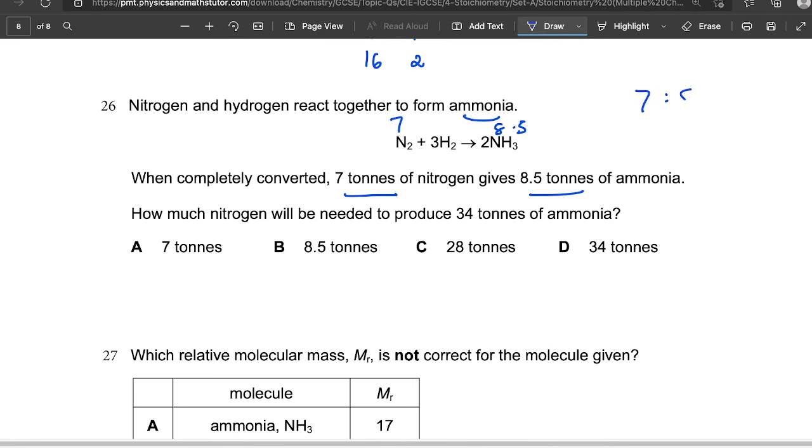What's the ratio again here? 7, 8.5. Divide by 7, divide by 7. What is 8.5 divided by 7? 17 over 14. So 1 is to 17 over 14. So how much nitrogen will we need for 34 tons? We'll do 34 tons divided by 17 over 14. And it shall give us 28 tons. Okay? Because the ratio is 1 is to 17 over 14. So if we have 34, we just do 34 divided by 17 over 14 to give us 28 tons. So the answer for 26 is C.